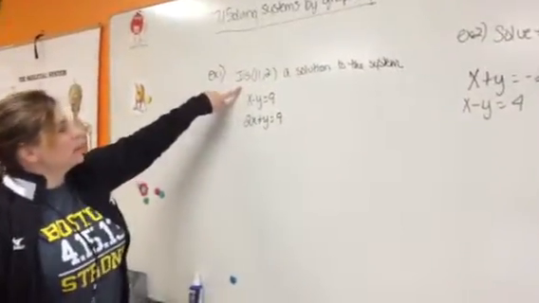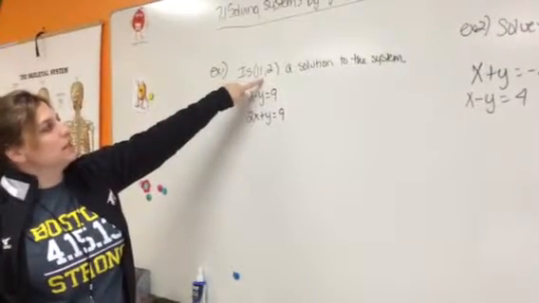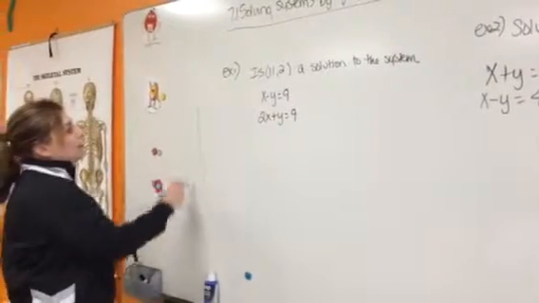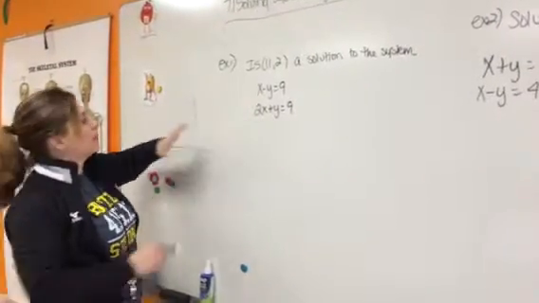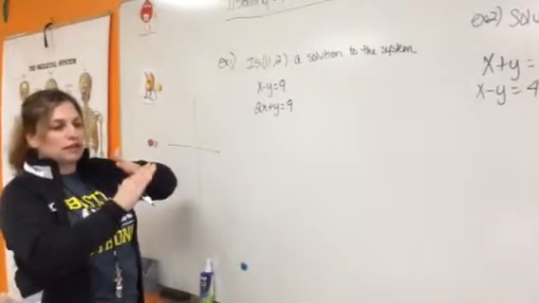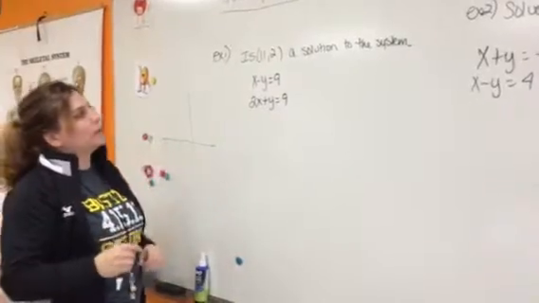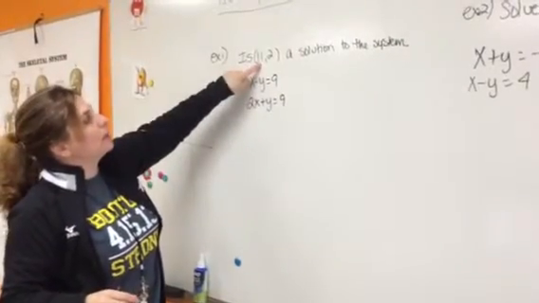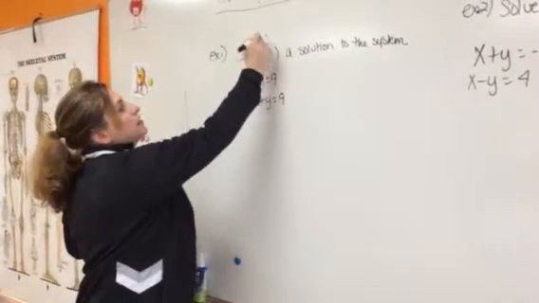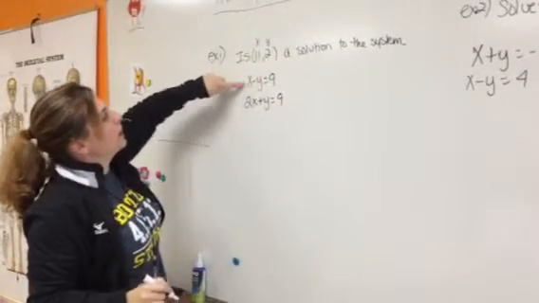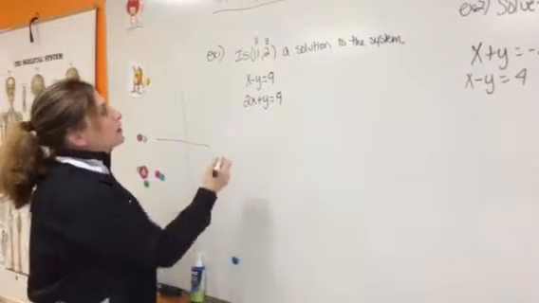Okay, here's example 1. Is (11, 2) a solution to the system? That means if I graphed x minus y equals 9 and 2x plus y equals 5, do those lines cross? Will they ever touch? Let's figure it out. You're going to plug in 11 for x. The first number is always x, and the second number is always y. So we plug in 11 for x and 2 for y, and we see if it works.